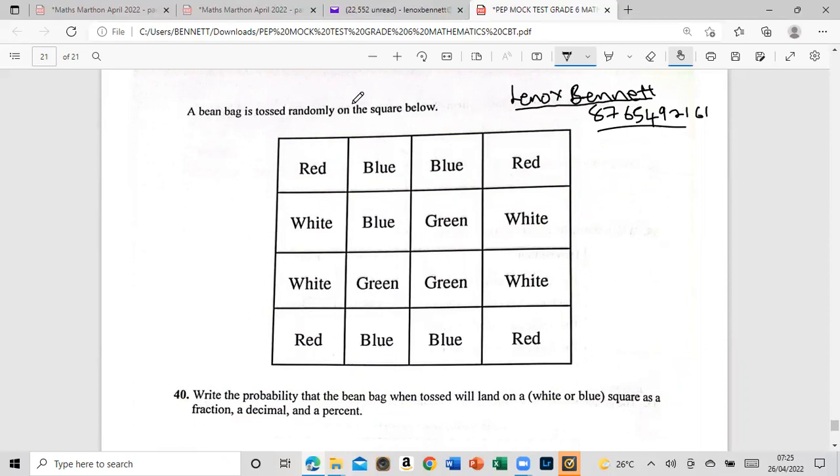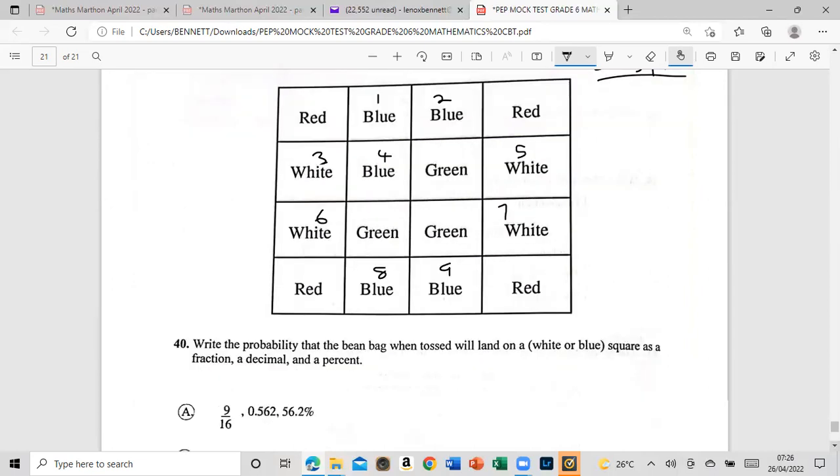So on to the final one. A bean bag is tossed randomly at the square below. Write the probability that the bean bag, when tossed, will land on white or blue. All right, so we're going to figure out white and blue combined. When we say blue or white, we add them, right? So 1, 2, 3, 4, 5, 6, white or blue, 7, 8, 9. So a combination of white or blue is 9. Let me just double check. All right, so that's 9. And the total number would be 1, 2, 3, 4. So that's 16. So that's 9 out of 16.